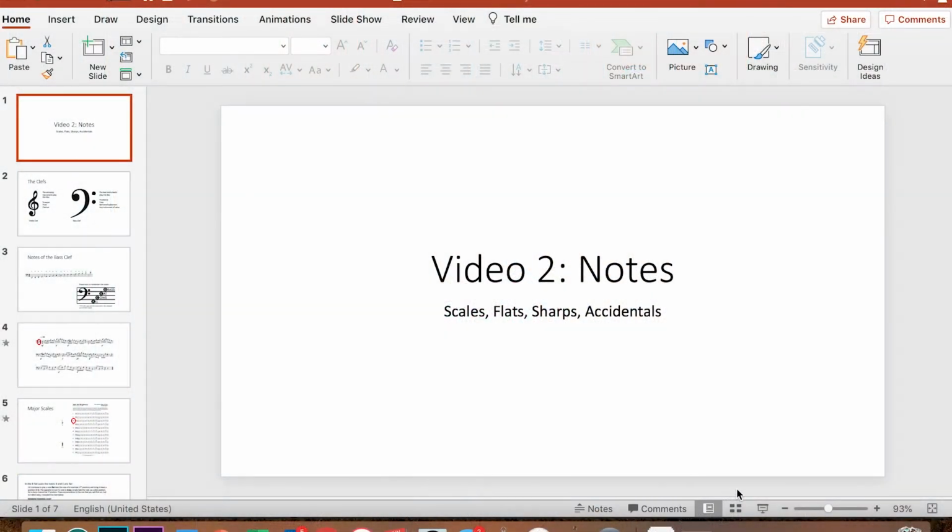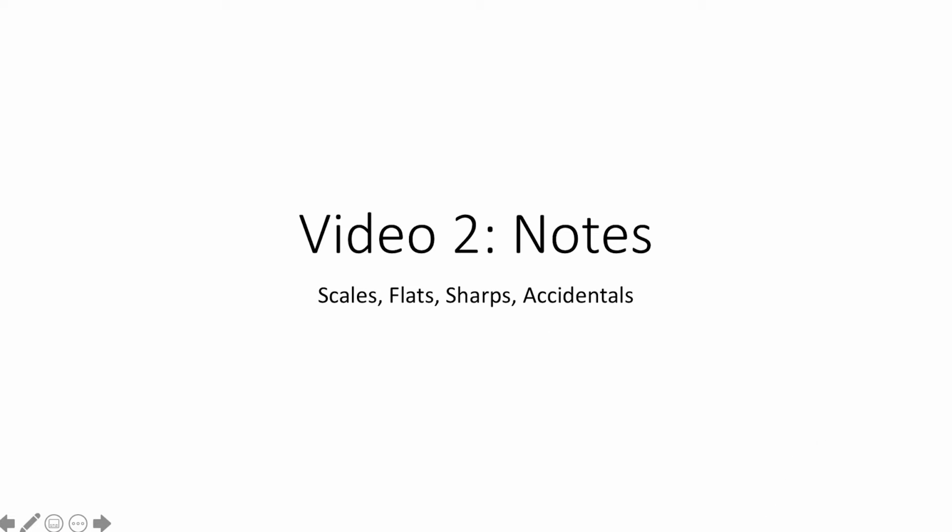Today we're going to be talking about notes, scales, accidentals, how to play them, and how it applies to the trombone. Again, this is very important. Now that we have rhythm down, we're going to combine that with notes, and that'll combine the basis of how to play music. So, without further ado, let's get into it. This video, we're going to be talking about notes. Notes of the scales, what flats and sharps mean, and what accidentals mean.